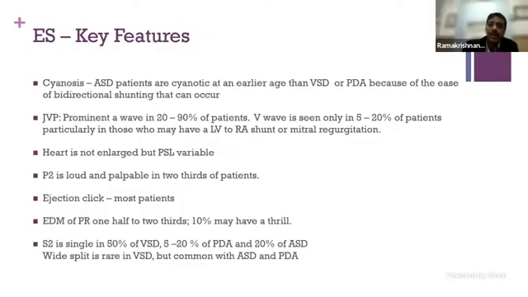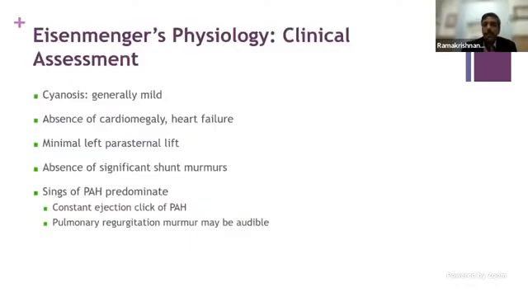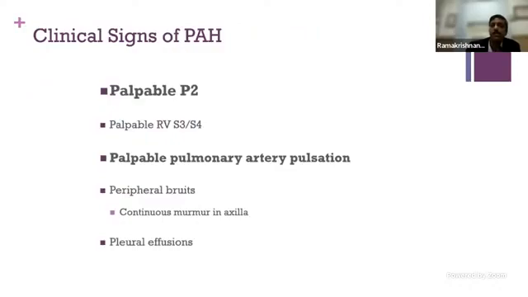But wide splitting is rare in VSD, though obviously it's common in ASD, and it may happen in PDA also. So how is it different? Generally, cyanosis is mild. Cardiomegaly is not there, heart failure is not there, minimal or no left parasternal lift will be there, and absence of significant shunt murmurs will be there, and usually the signs of PH predominate. A constant ejection click of pulmonary artery hypertension and a pulmonary regurgitation murmur can be there.